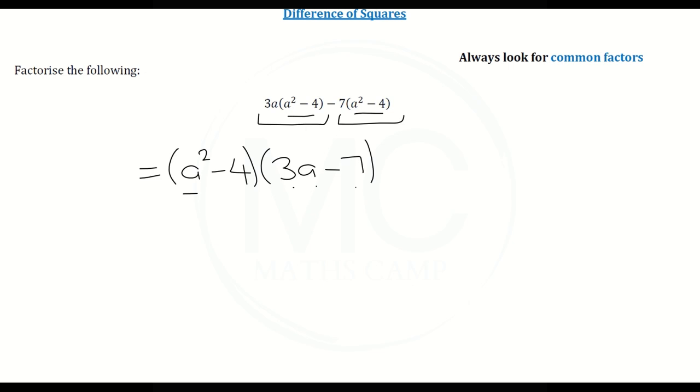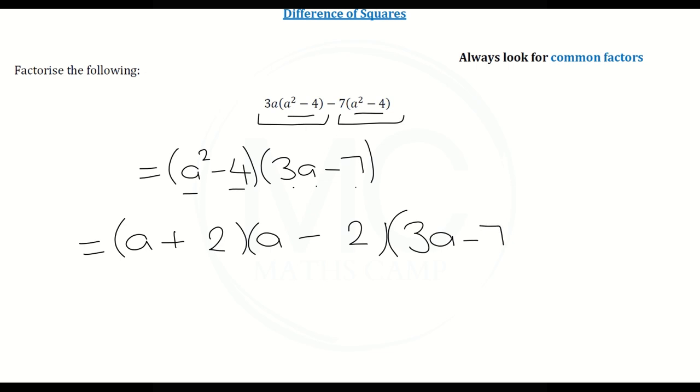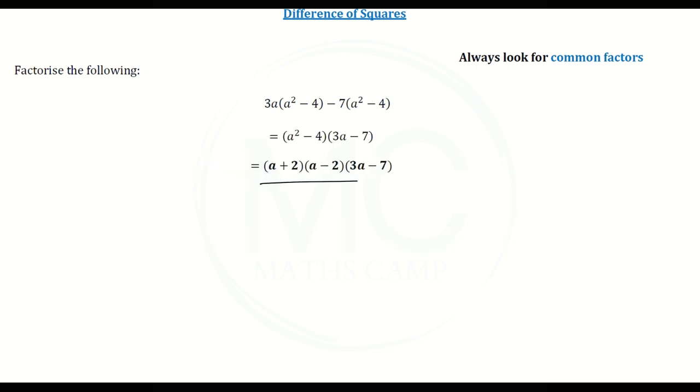But here, we have a squared and 4. They are both squares. So we can factorize this expression further using difference of squares. Let's do this now. I'm going to draw in two brackets. The square root of a squared is a, so I have a over here and a over here. The square root of 4 is 2, so I have 2 over here and 2 over here. Let's put a plus 2 in this bracket and a minus 2 in this one. And don't forget the 3a minus 7. And we have now factorized this expression.